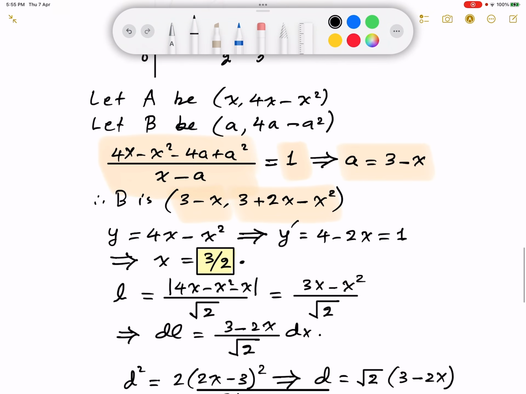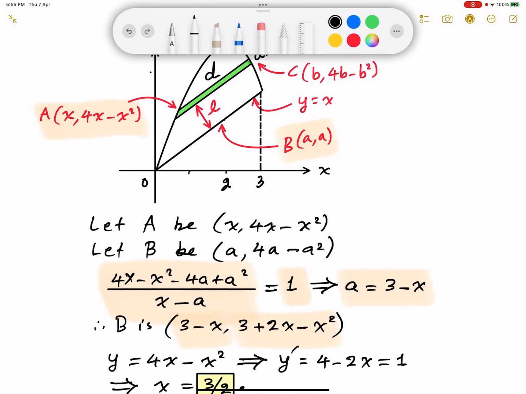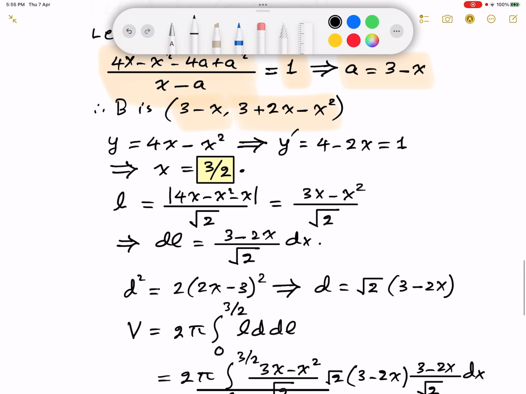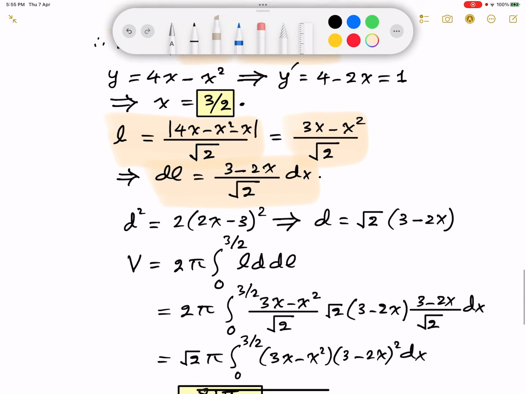Now, you need to calculate for L. What is L? It's the distance between the slices and the axis of revolution. And how do you calculate that? You need to calculate the distance between the point A and a line, which is y equals x. So you can benefit again from the formula for the distance between a point and an axis, which is L here, which we found to be 3x minus x squared divided by the square root of 2. From that, we can differentiate both sides and get the relationship between dl and dx. D squared again, we can solve for it.